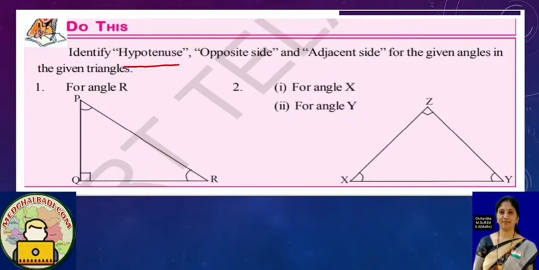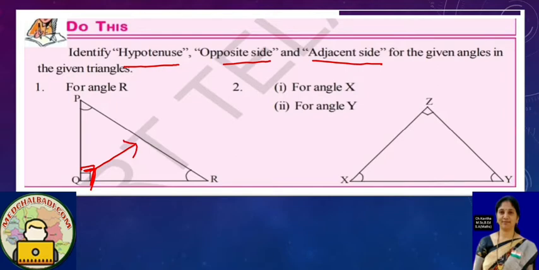Identify hypotenuse, opposite side and adjacent side for the given angles in the given triangle. So first, we have to identify the right angle. Here it is the right angle, so the side opposite to this becomes the hypotenuse.